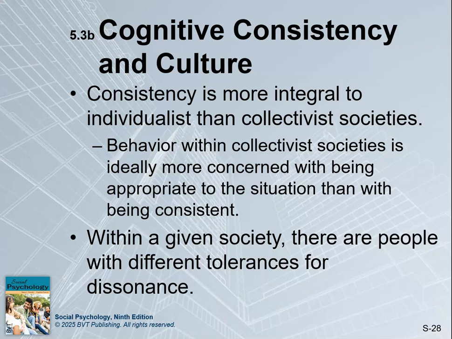Now, on this slide, we talk about cognitive consistency and one's culture. So consistency to behave in the manner in which one's culture behaves is more integral to individualist than collectivist societies. On the other hand, behavior within collectivist societies is ideally more concerned with being appropriate to the situation than with being consistent. So within a given society here, there are people with different tolerances for dissonance.